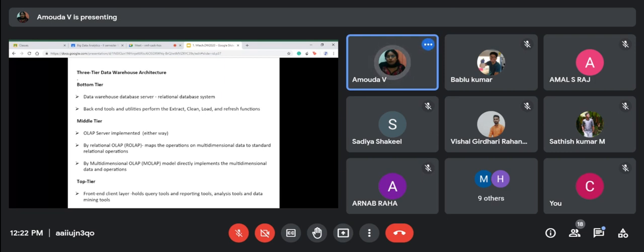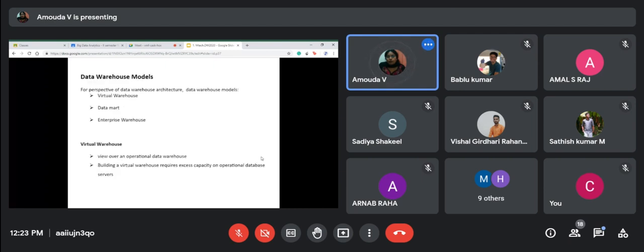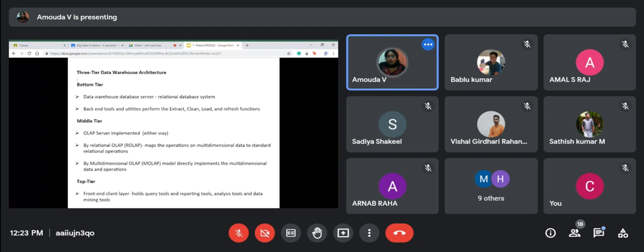The middle tier is the implementation stage, the analysis. The server should analyze the data taken from the bottom tier. You see ROLAP, relational OLAP, which maps the operations to multi-dimensional data. You should see the data in multi-dimensional form. How the multi-dimensional view accesses the data, we'll see. The multi-dimensional OLAP model directly implements the data.